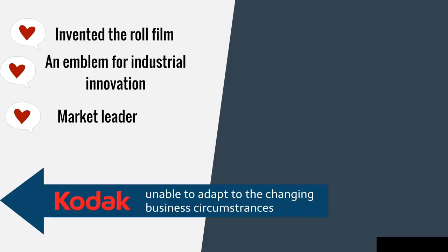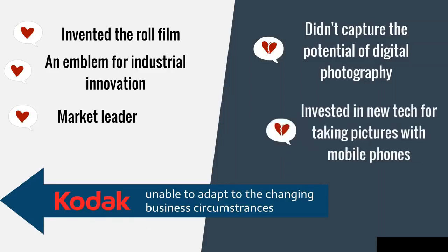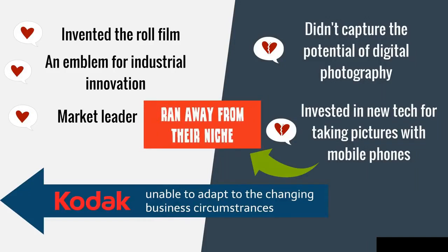However, about 20 years ago, film photography started to decline, and Kodak made a losing bet. The company did not capture the potential of digital photography on time and, instead, focused on investing capital in new technologies for taking pictures with mobile phones. This did not work for them because it meant running away from their niche and missing a fantastic opportunity.